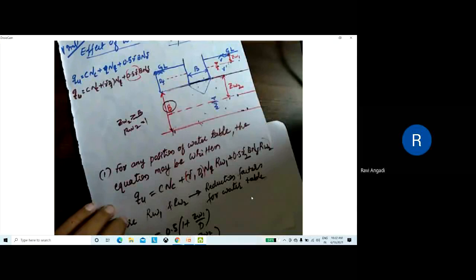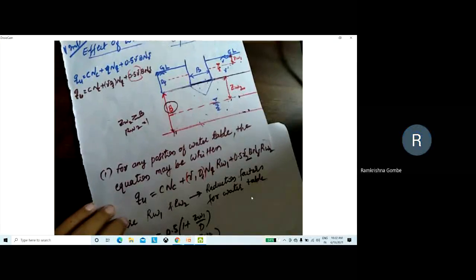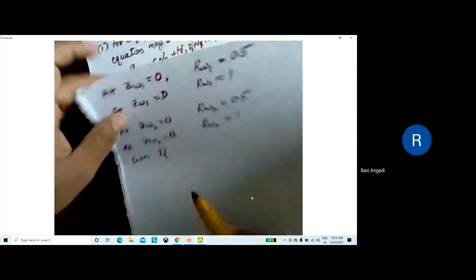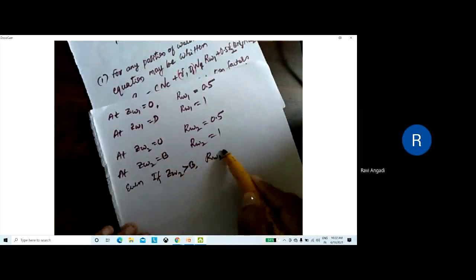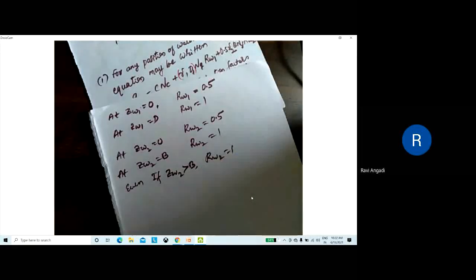Understood? Okay, sir. So with these reduction factors, suppose if ZW2 is greater than B, even RW2 equals 1. Okay, RW2 equals 1. Remember these reduction factors. With these reduction factors, we'll solve some numericals.